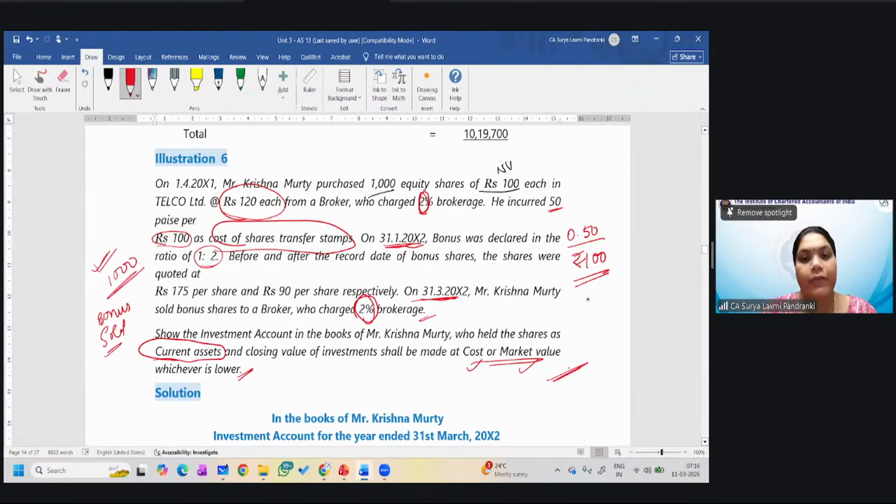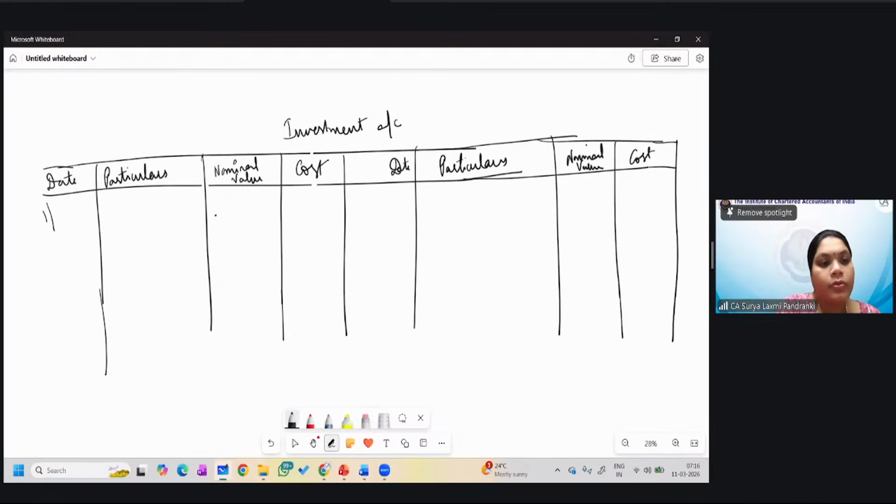What was the first date that we have? The purchase was on 1st April 2011, right? 1/4/2011, you had a purchase. So the purchase, what is the journal entry? When you made a purchase, what is the journal entry? Investment account debit. Put it in the chat box, please. When you have purchased an investment, you'll have to debit investment account and credit what?